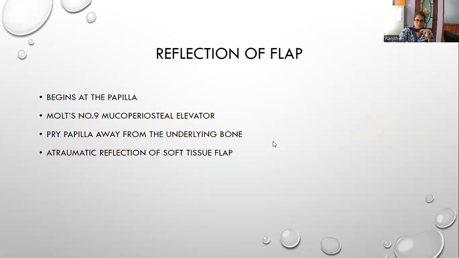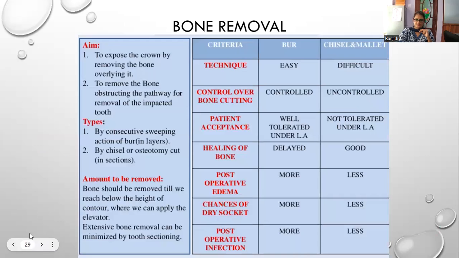Coming to reflection of the flap, it begins at the papilla. The Molt number 9 mucoperiosteal elevator is usually used for this purpose. You usually pry the papilla away from the underlying bone, and the reflection should be as atraumatic as possible to prevent any soft tissue damage.